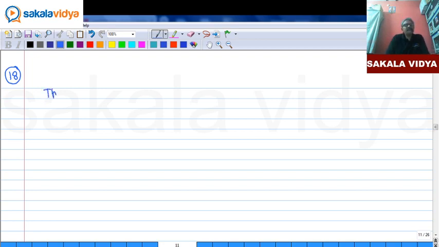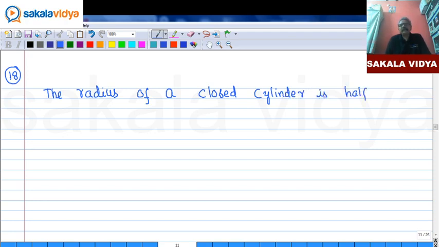The radius of a closed cylinder is half of its height. The relationship between radius and height of a cylinder has been given.